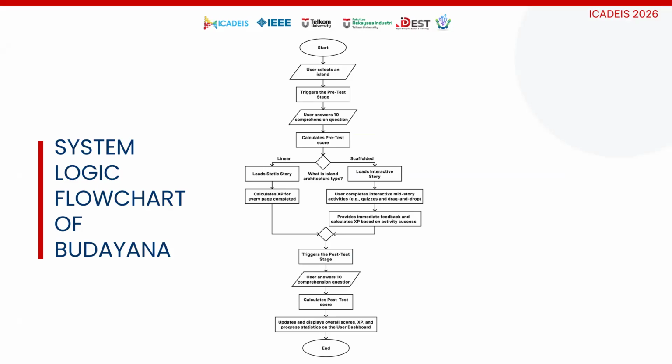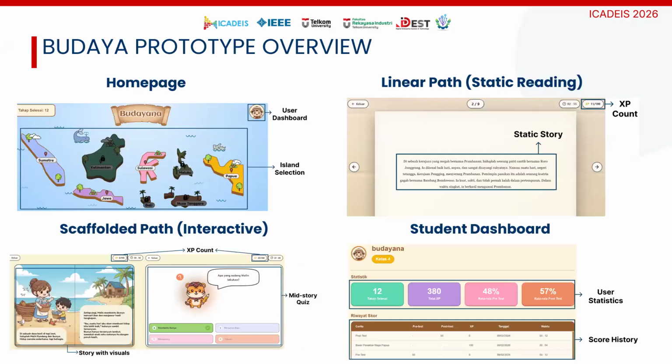Okay, so this is the website overview. First, we have the home page along with the island selection. If it's a linear path, it will show this static reading, which is basically a static story of the digitalized text of the folklore. And if it is the interactive path, it will show the story with visuals along with the mid-story quiz. Both of these will measure the XP along with the sign counts. And then there's the dashboard, acting as a monitoring portal for the students to see their own user statistics and also their score history. Next.